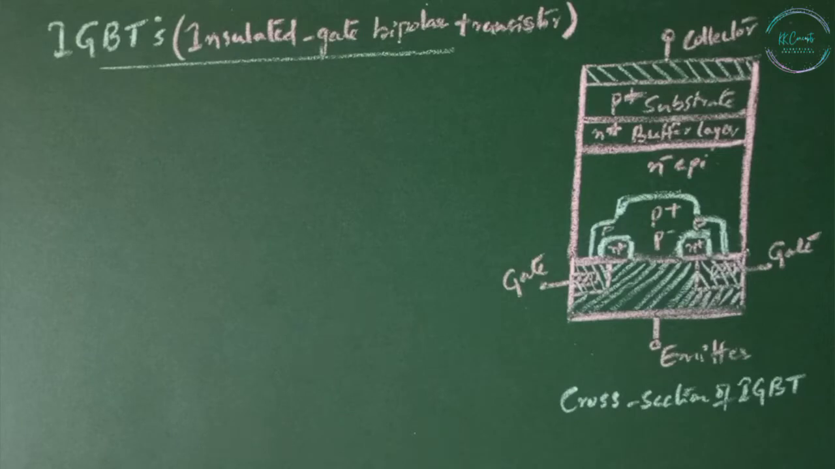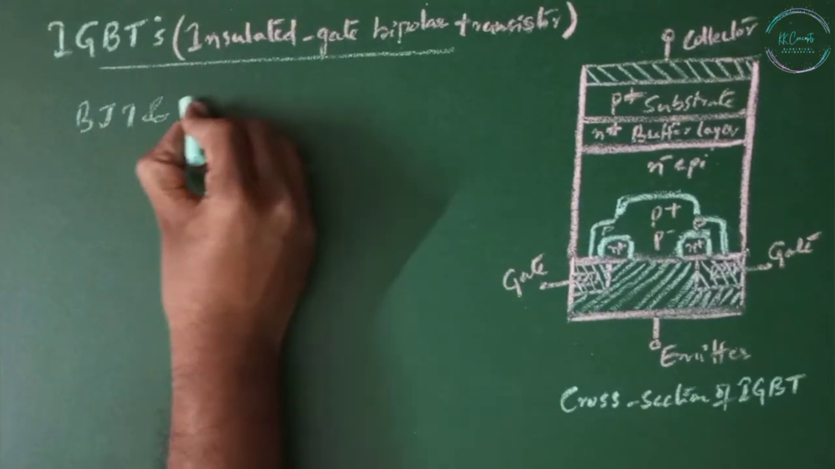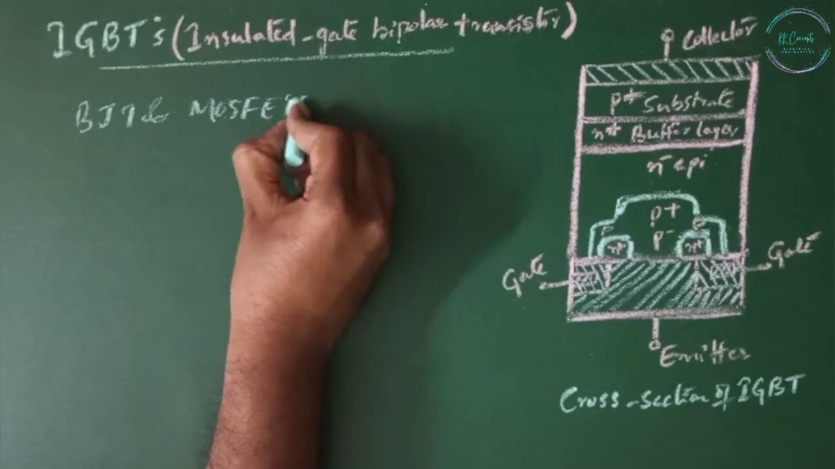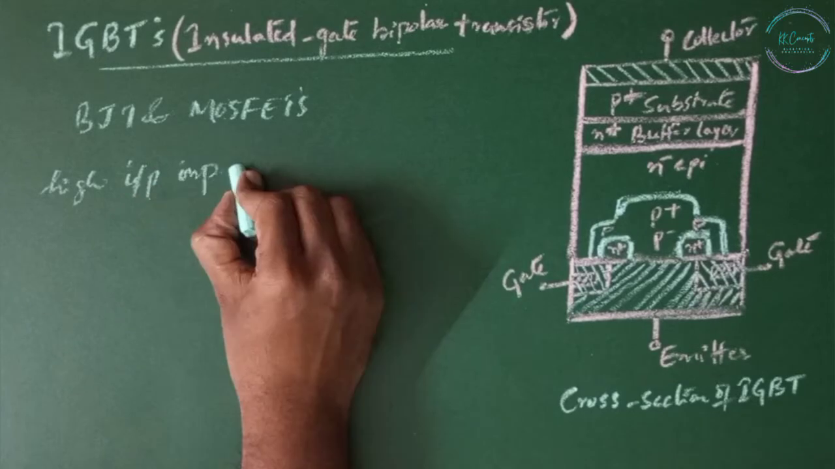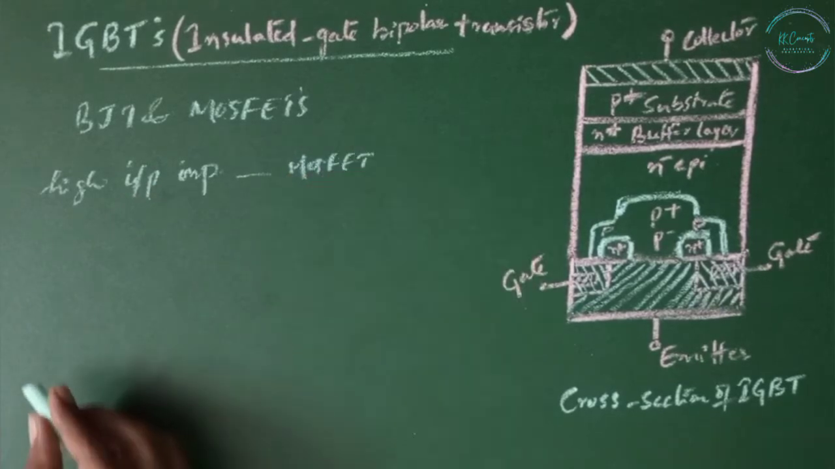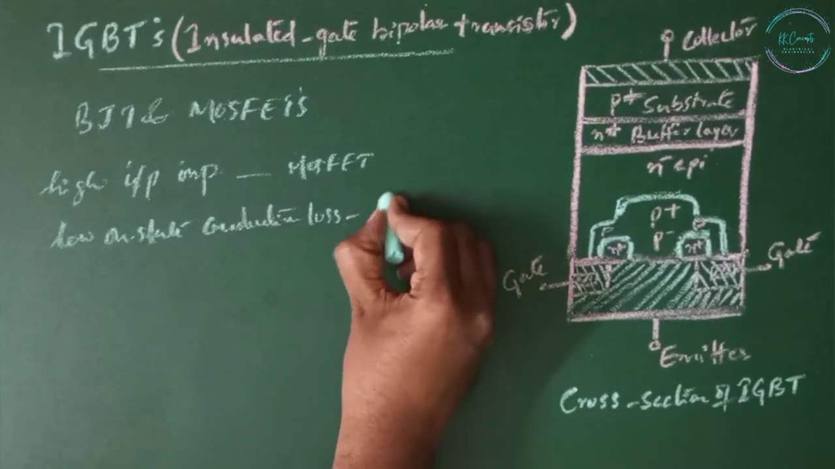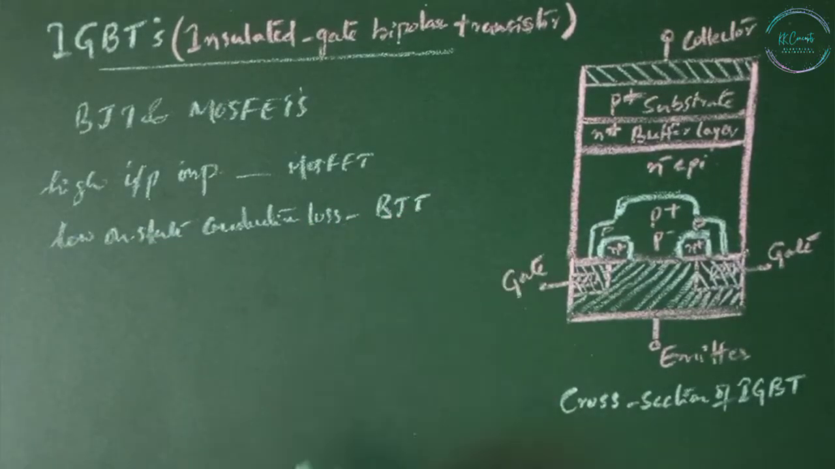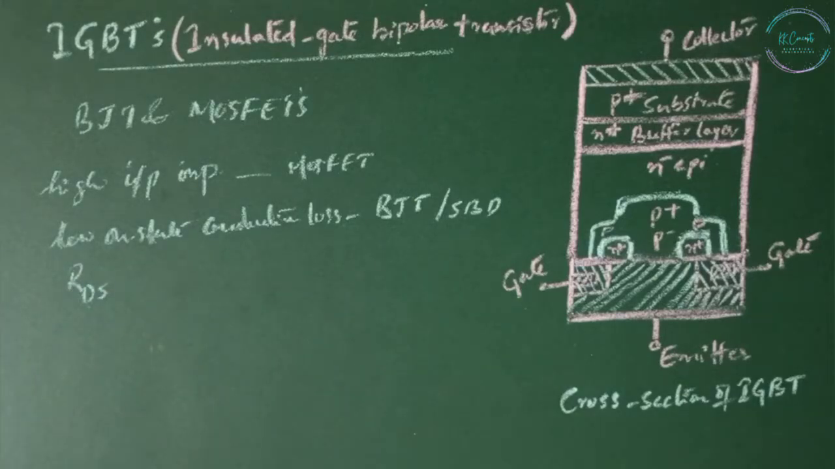IGBTs, or insulated gate bipolar transistors. An IGBT combines the advantages of BJT and MOSFET. An IGBT has the high input impedance similar to MOSFET and low on-state conduction losses like BJT, but there is no secondary breakdown like BJT. By the chip design and the structure, the equivalent drain to source, that is RDS resistance, is controlled to behave like a BJT.